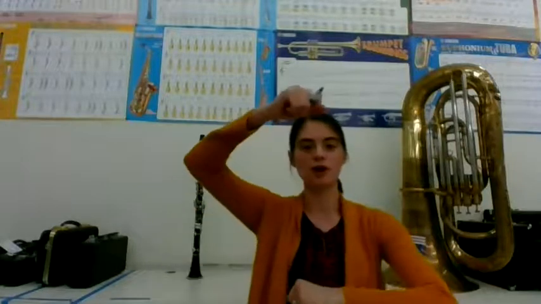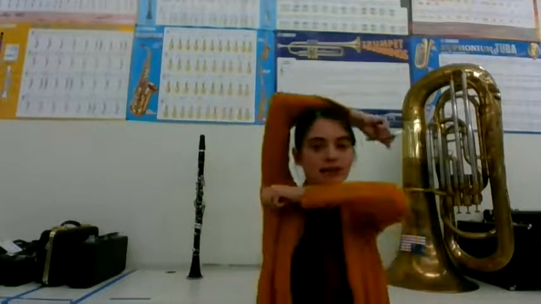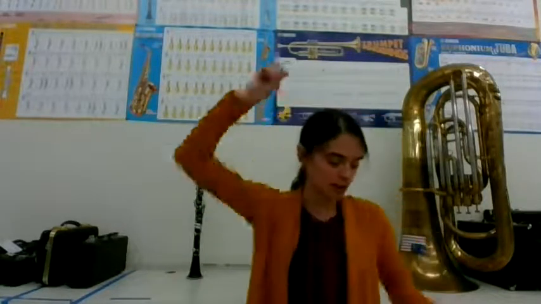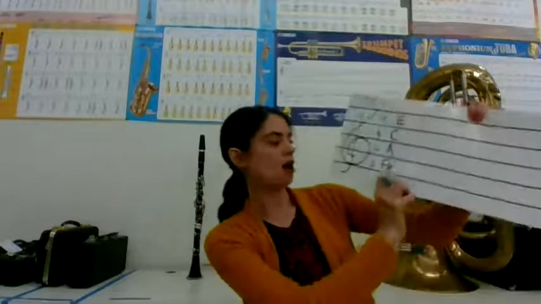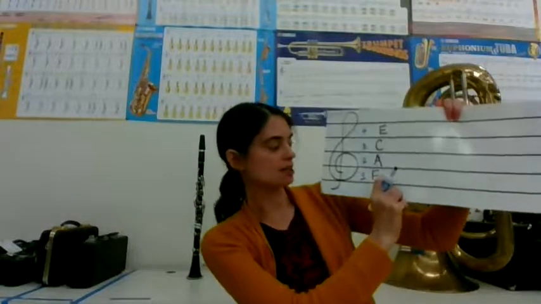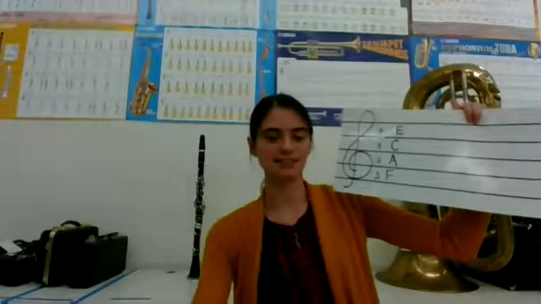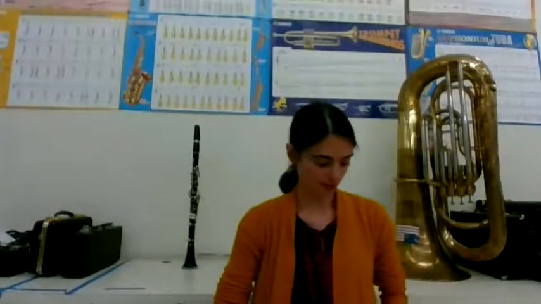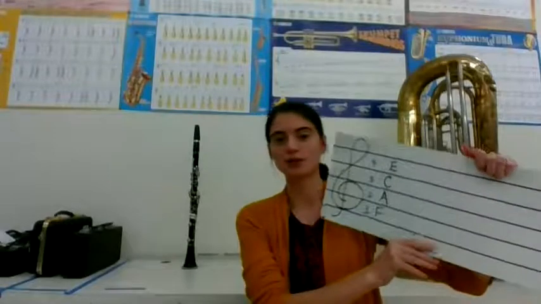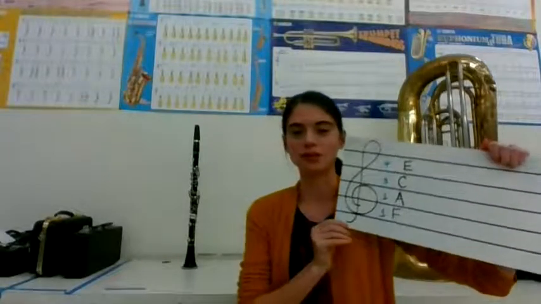If you use your two arms, you can pretend that they're lines. Your face fits in the space. We have all of the letters in the spaces in the treble clef, face fitting in the space. Another way to remember the spaces in the treble clef is to use something called an acrostic.